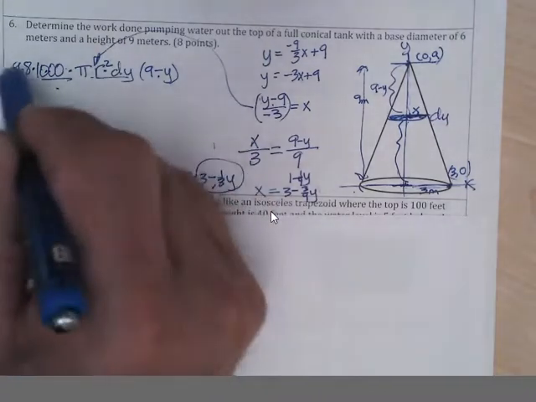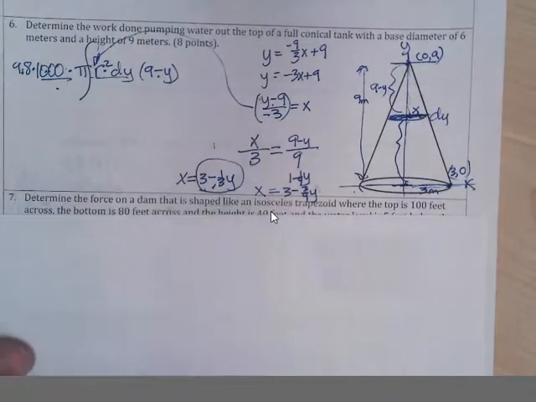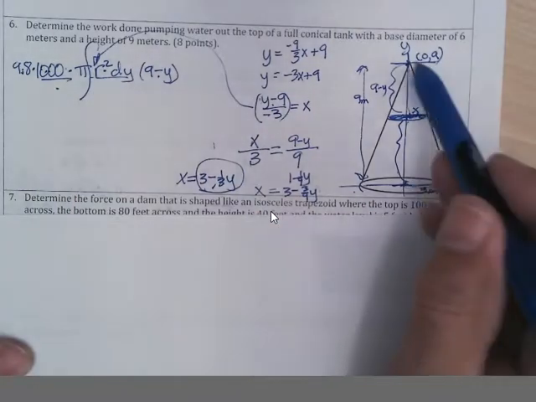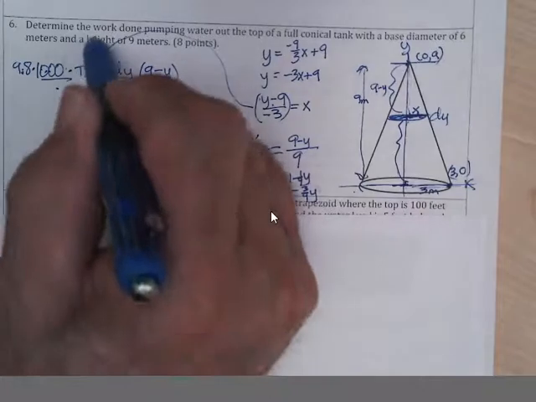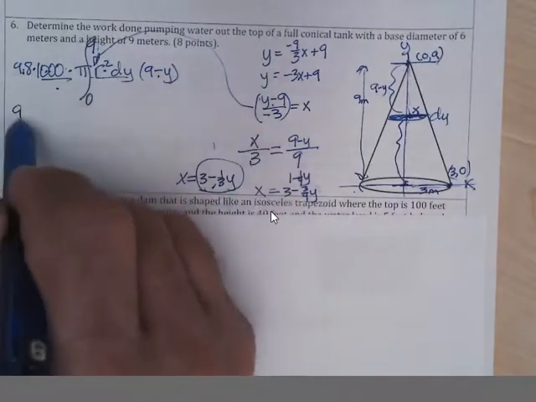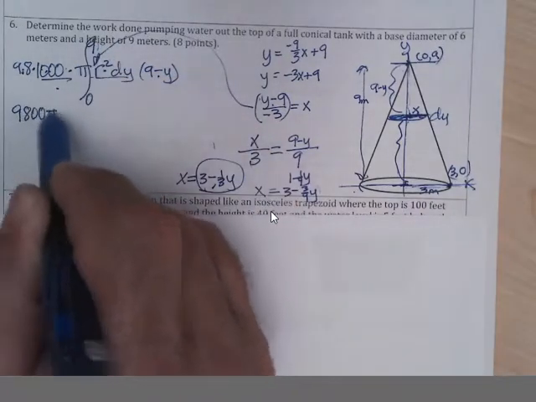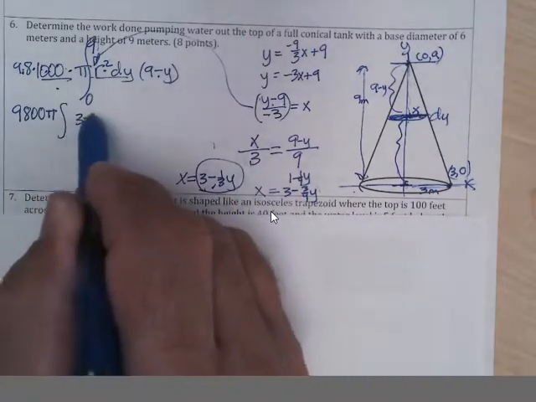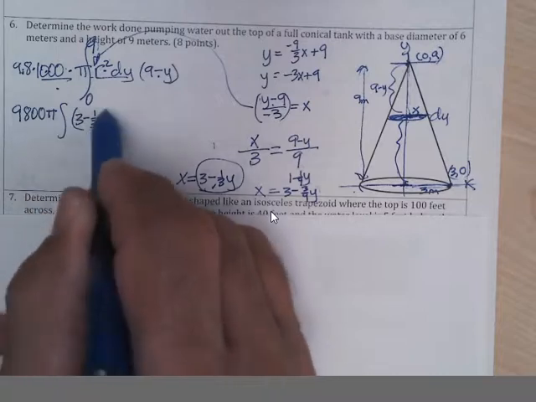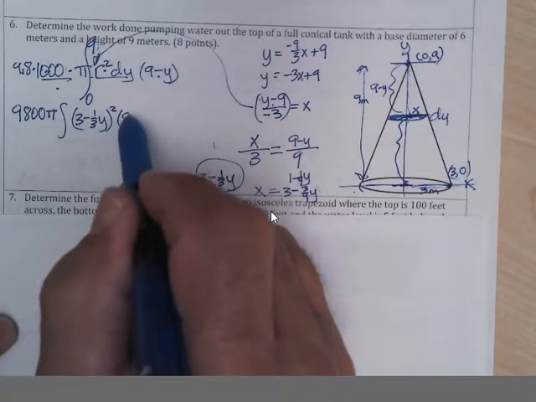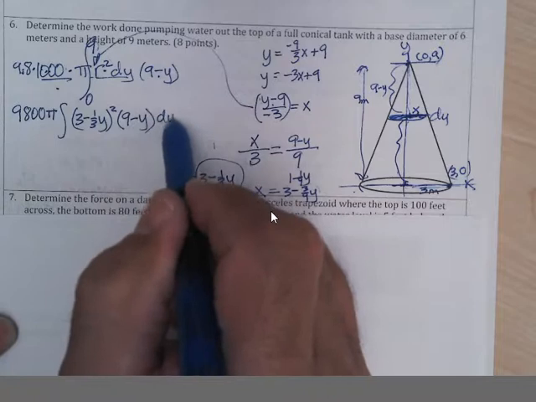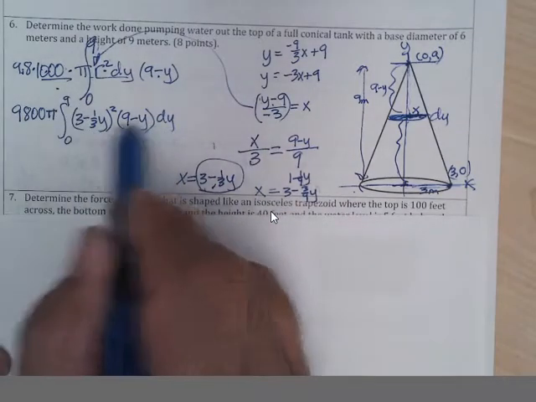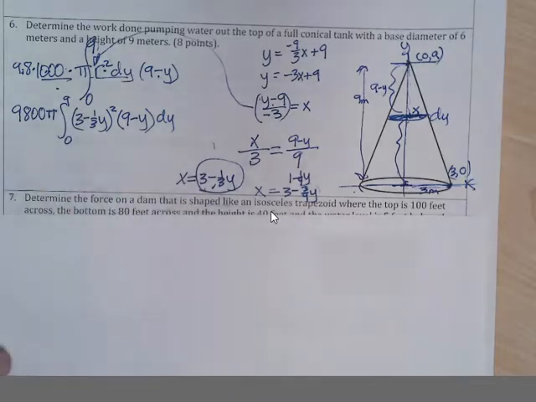And I'd have to integrate this. This is all constant, so I put the integral there, put that in there, and y has to go from 0 to 9. So I would have 9,000 pi times the antiderivative of 3 minus 1/3 y squared times 9 minus y dy, from 0 to 9. We can type this into the calculator and integrate from 0 to 9 times the 9,000 pi.